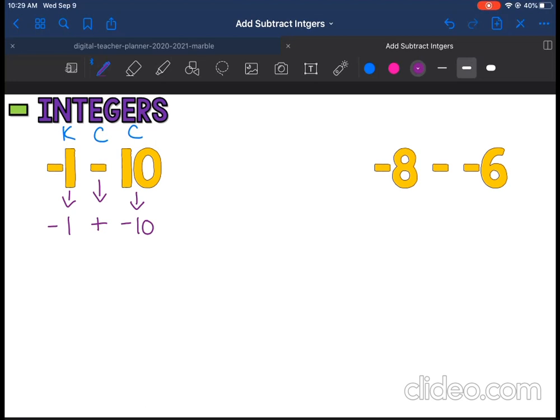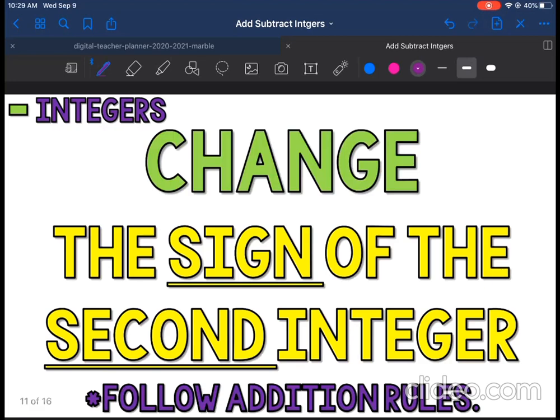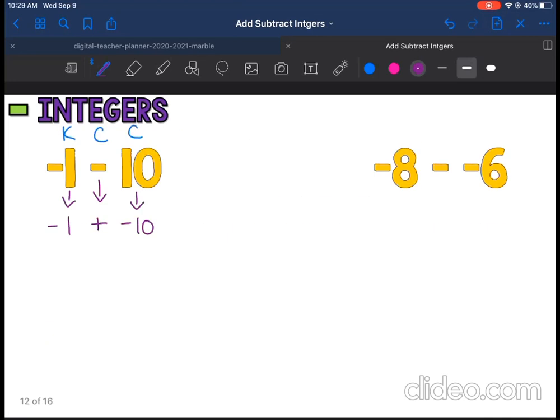Yes, Riley C. Change the sign of the second integer. So now I just follow the addition rules.